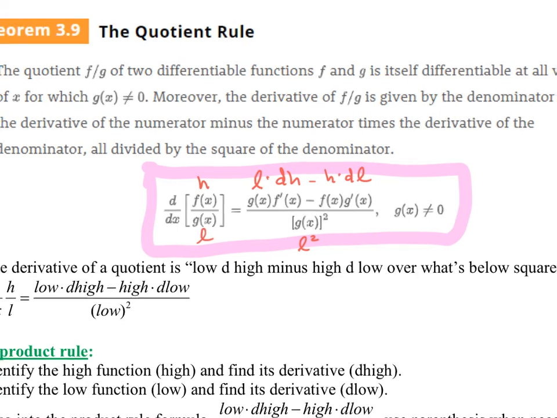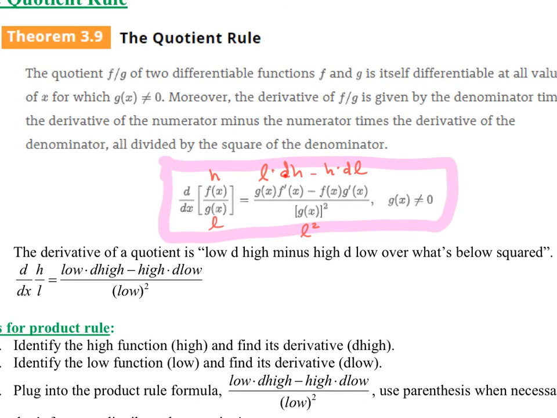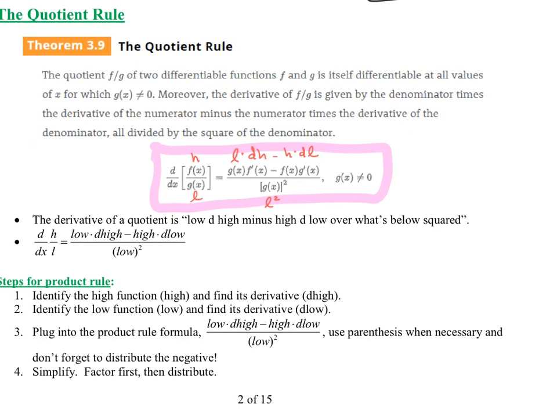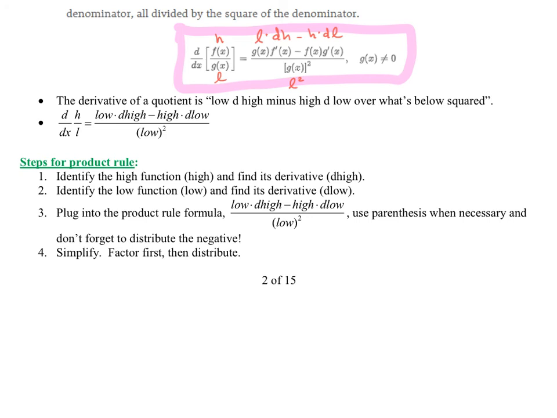So what do you get? You get low d high minus high d low over what's below squared. That's how my students have memorized the quotient rule over the last 14 plus years of teaching this class: low d high minus high d low over what's below squared. So how do you do this? Find low, d low, high, d high, and then plug it into the formula.